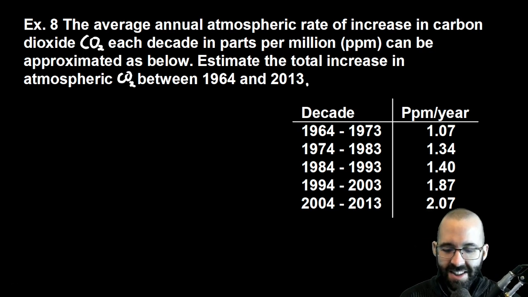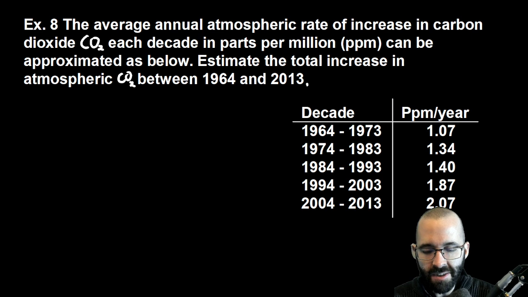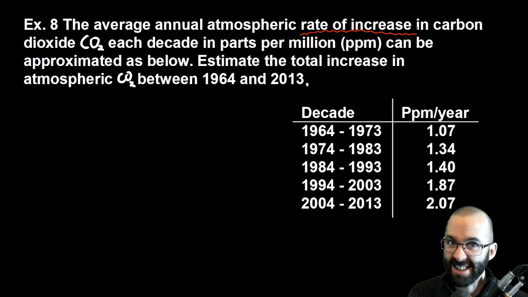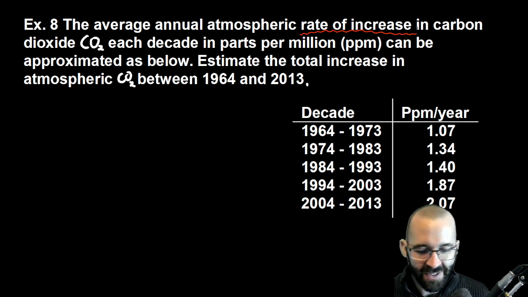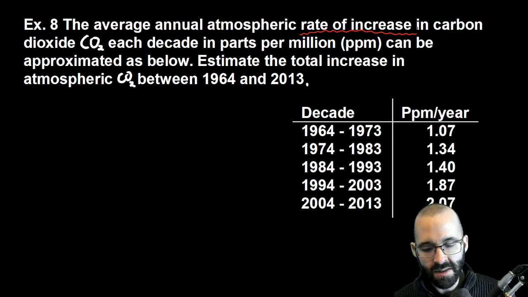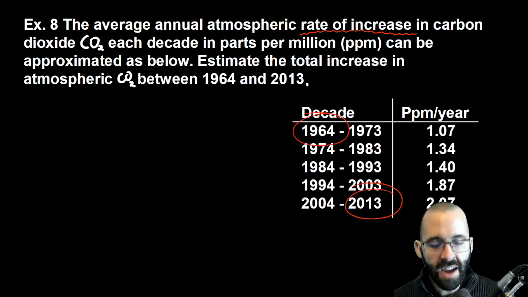So again, feel free to copy this down and pause the video if you'd like. The average annual atmospheric rate of increase. After Calc 1, this should get you a little excited. Rate of increase. We're talking about a rate of change. Rate of change is like slope. Rate of change is like derivative. The average rate of increase in carbon dioxide, CO2, each decade in parts per million can be approximated with the table below. Estimate the total increase in atmospheric CO2 between this year and that year.